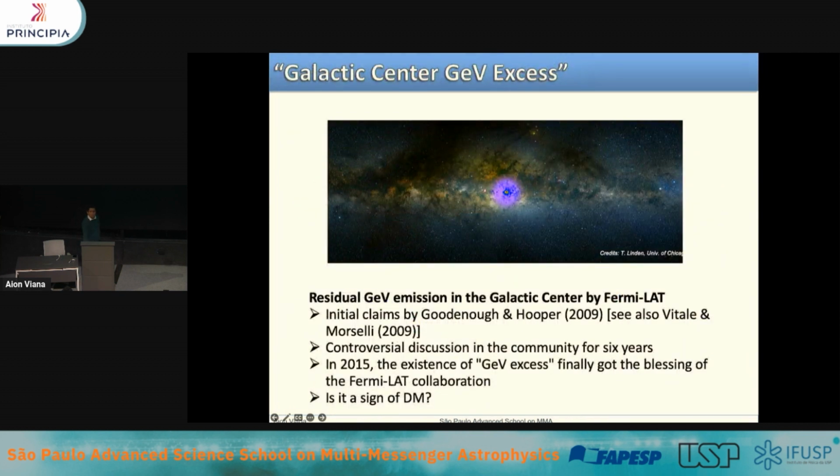Now, I will not go into detail on what we call the galactic center GeV excess, but let me just summarize for you in case you are interested in this topic. This is an emission that has been detected in the galactic center by the Fermi-LAT. Initial claims were made by Goodenough and Dan Hooper back in 2009. There was a lot of controversial discussion in the community for more than 6 years, and finally in 2015, the existence of this excess got the blessing of the Fermi collaboration, and everyone was wondering, is it a dark matter signal? So there is a residual signal that looks a lot like dark matter.